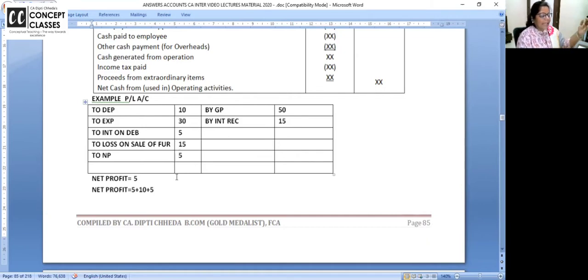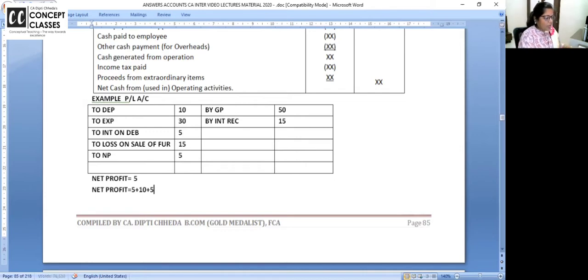So can I add back interest on debentures in the P&L account to get my core cash profit? Interest on debentures is paid in cash, but where is it appearing in outflow? Dividend paid, interest paid, in the financing activity. So here the debit side is all outflow. So I will add back interest on debentures.